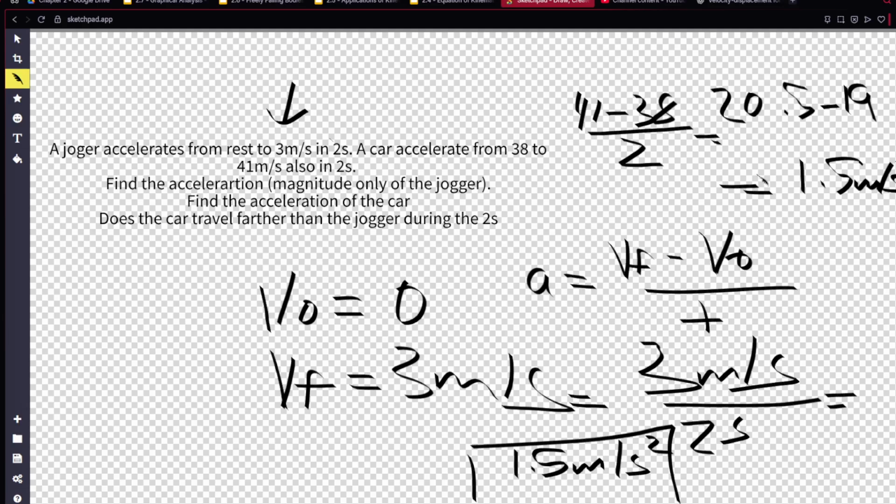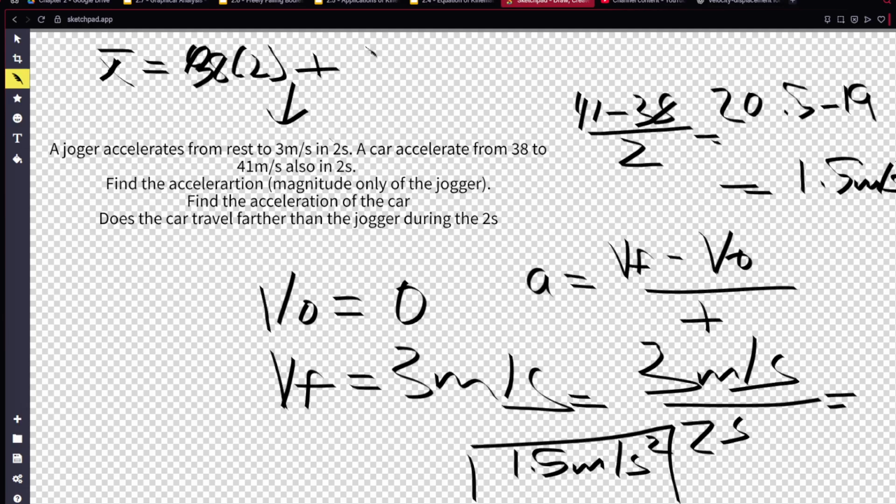So in short, they're accelerating at the same rate, and no, they're not traveling the same distance, because again, we could just apply the displacement formula. There is no initial velocity. Actually, there is, oh, I forgot. The acceleration is the same, but we forgot that the car is moving at an initial speed of 38 meters per second. So the car does travel farther than the jogger during the 2 seconds, although they accelerate at the same rate during those 2 seconds.